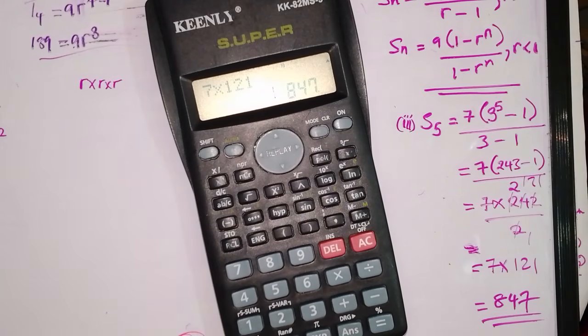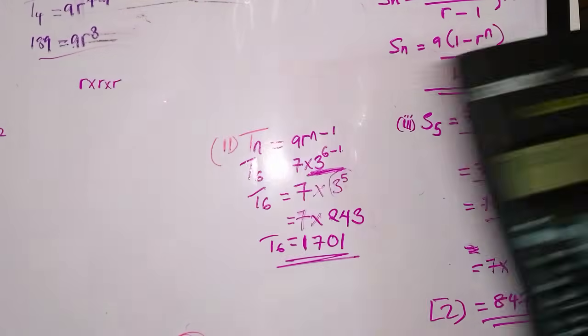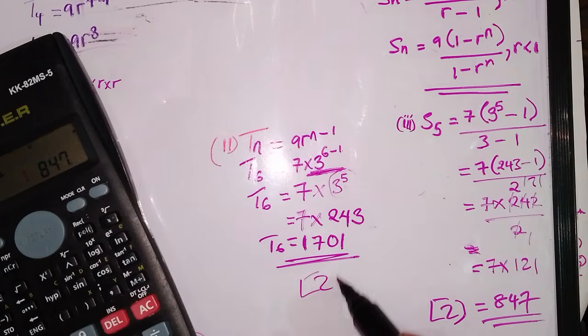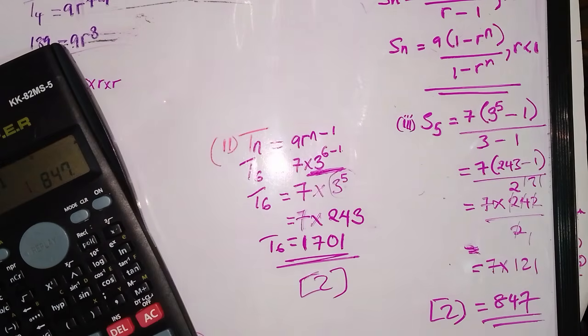So this is how you can get your 7 marks. This is 2, this is 3, this is 2. So remember, always the first question on geometric progression will always carry 3 marks. So make sure you know how questions come.